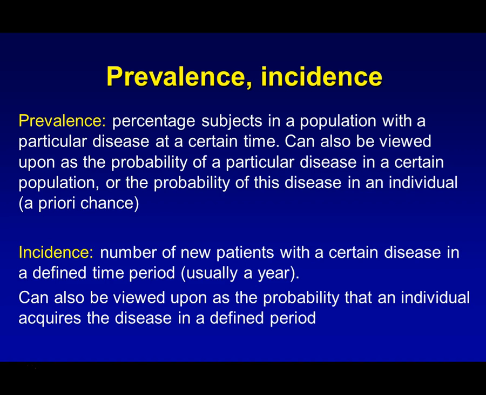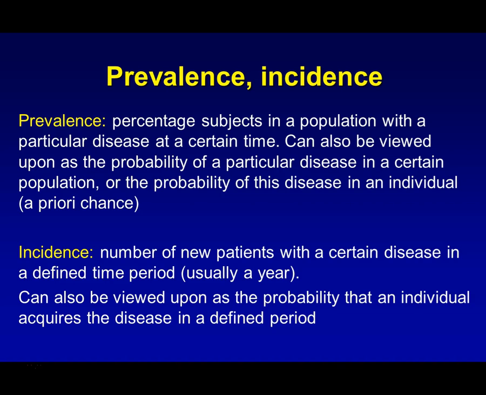Since prevalence influences both the predictive value of positive and negative test results, which we come back to later, it's important to tell about the prevalence and incidence, because they look the same but they aren't. The prevalence is the percentage of subjects in a population with a particular disease at a certain time. It can also be viewed as the probability of a particular disease in a certain population, or the probability of this disease in an individual.